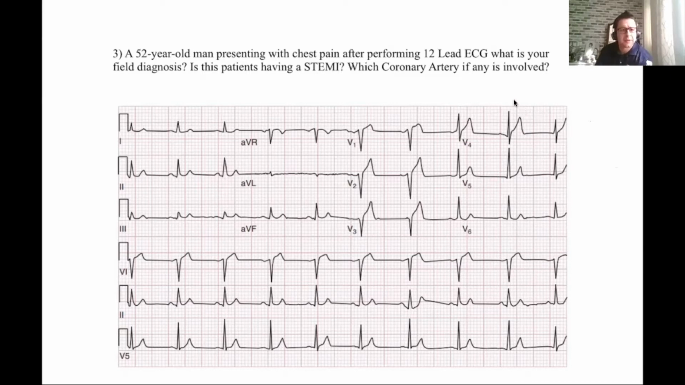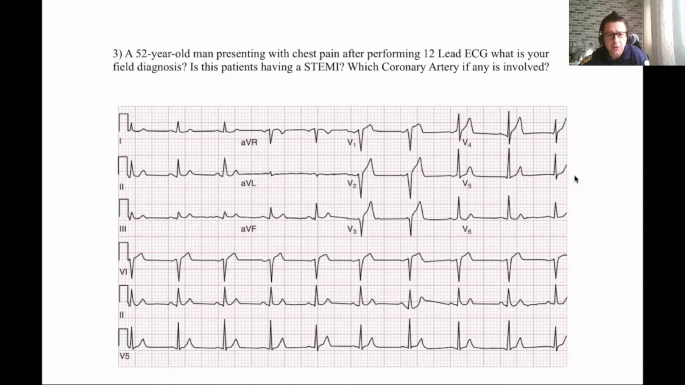A 52-year-old man presenting with chest pain, after performing a 12 lead EKG. What is your field diagnosis? Is this patient having a STEMI? Which coronary artery, if any, is involved?